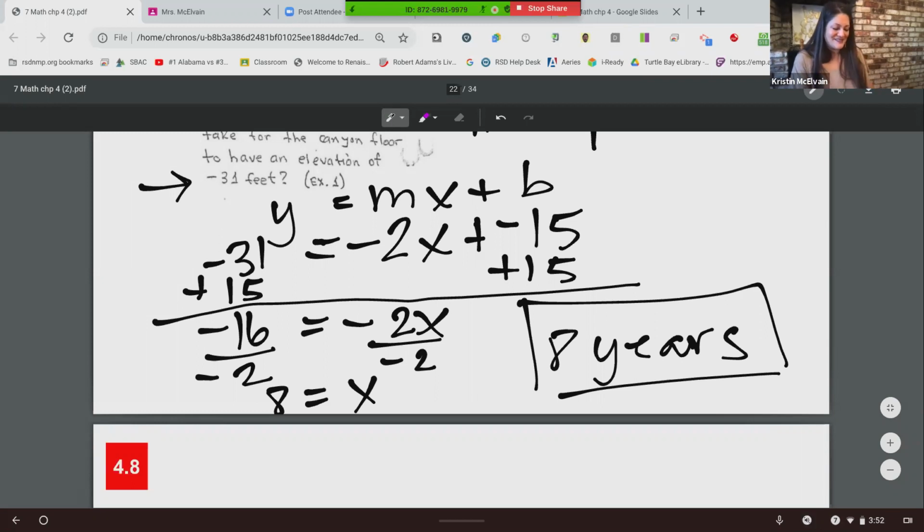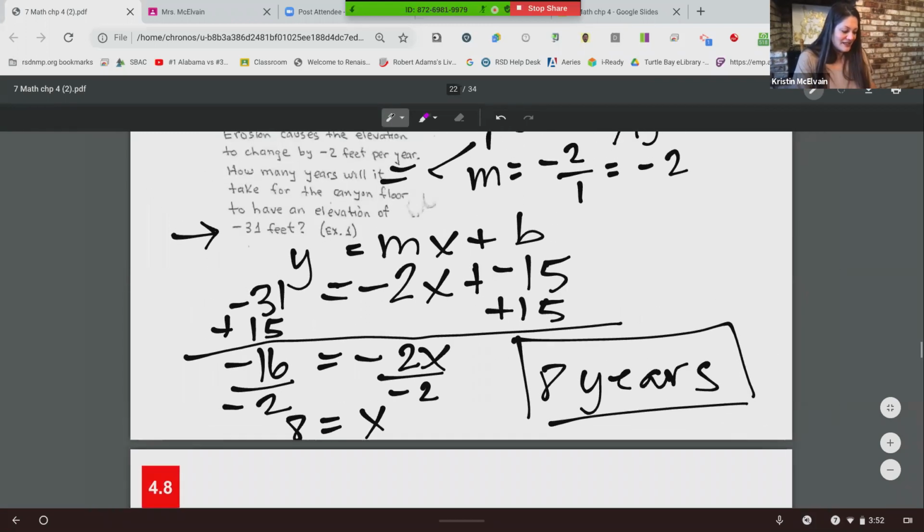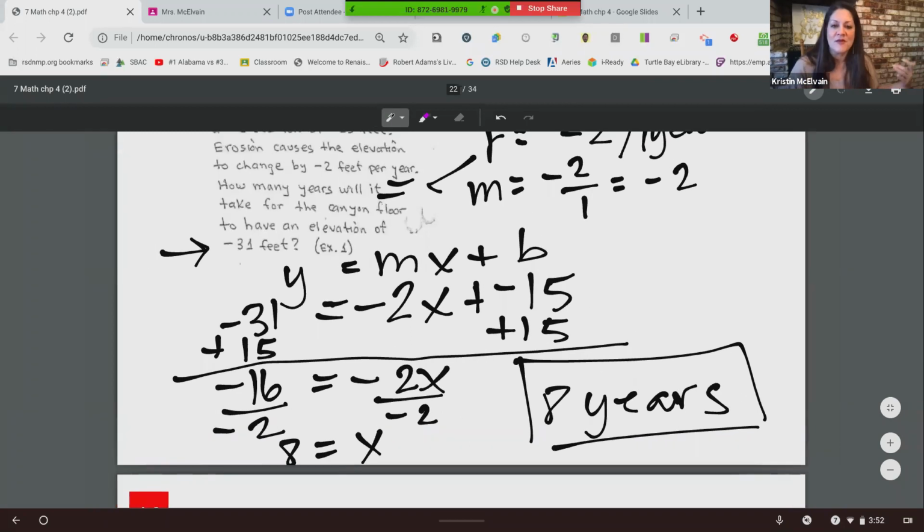And in my mind, I wrote years a lot neater than that, but can you read it? 8 years. All right. You can tell how happy I am that we are using my favorite slope-intercept equation for real life problems, and you're learning it now. Very happy.